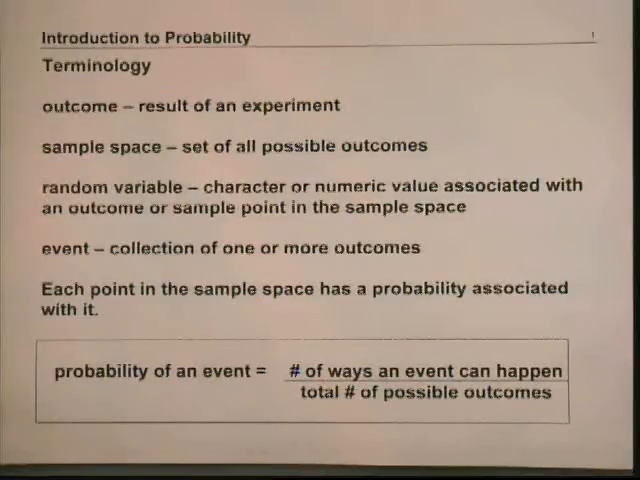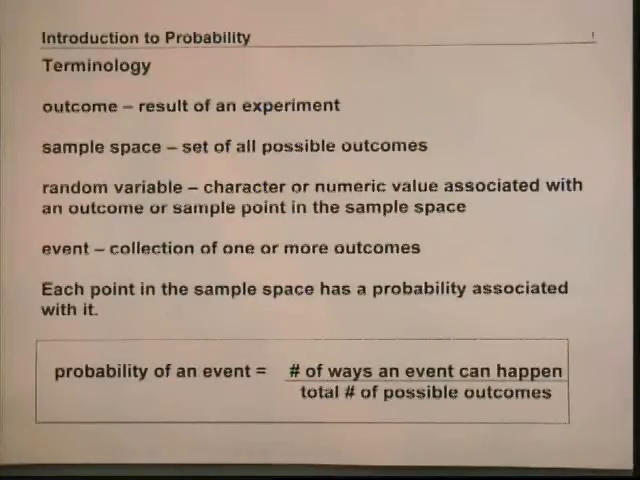Our next topic is probability. And so some basic terminology. We define the outcome as the result of an experiment. An experiment is a set of conditions that we stage or impose, and we measure the results. All the possible results are referred to as the different outcomes we could have. The set of all possible outcomes is referred to as a sample space.